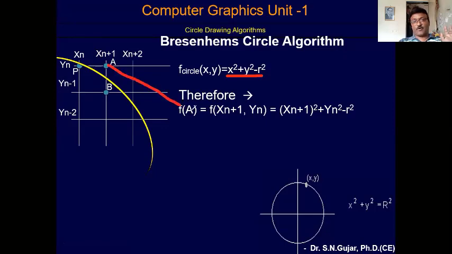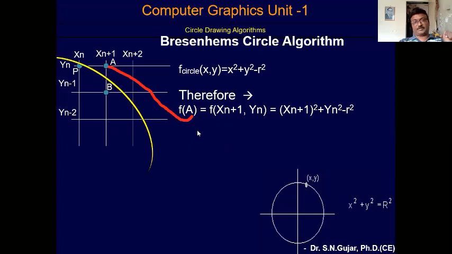So f of A becomes (xn plus 1, yn), because whenever I'm going in the horizontal direction, x is going to increase. Whenever I'm going in the yn direction, meaning downward, yn is going to decrease, so xn and yn both are going to increase and decrease. Understood? So this is the point for my A, that I have put over here. So it becomes (xn plus 1) whole square plus yn square minus r square.